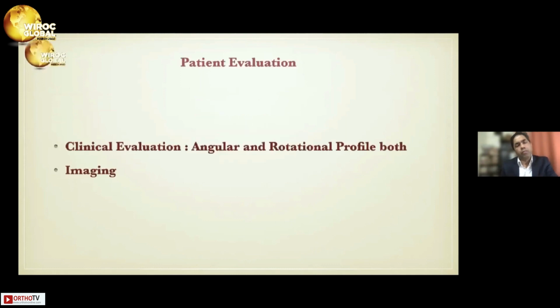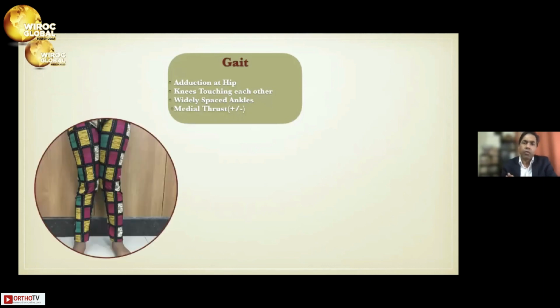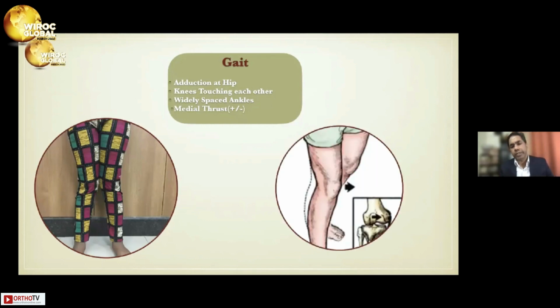So moving forward to patient evaluation, clinical evaluation as well as imaging, what actually is required, also augmented with laboratory diagnosis. In clinical evaluation, we need to evaluate the angular deformities and the rotational profile, and both. And with respect to imaging, we need to do a lot of other things as well. These patients usually present with adduction at the hip, knees touching each other, widely spaced ankles, and medial thrust. This is the usual case of a genu valgus patient having deformity in the coronal plane.